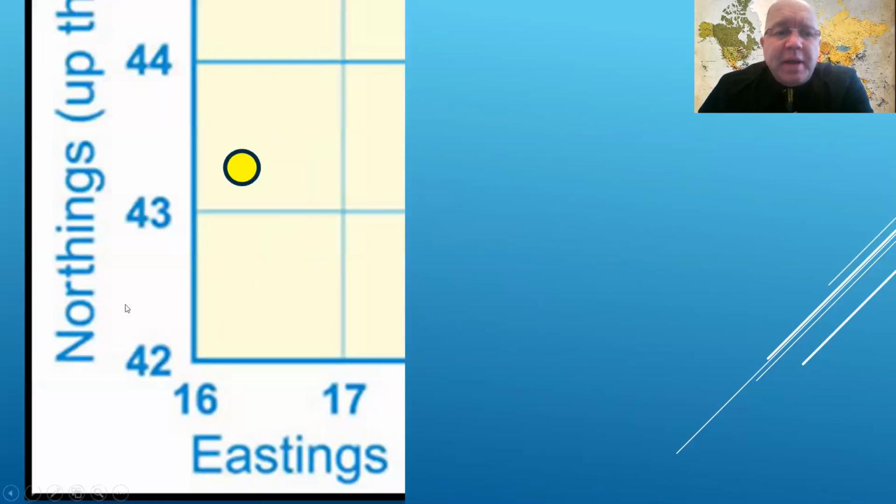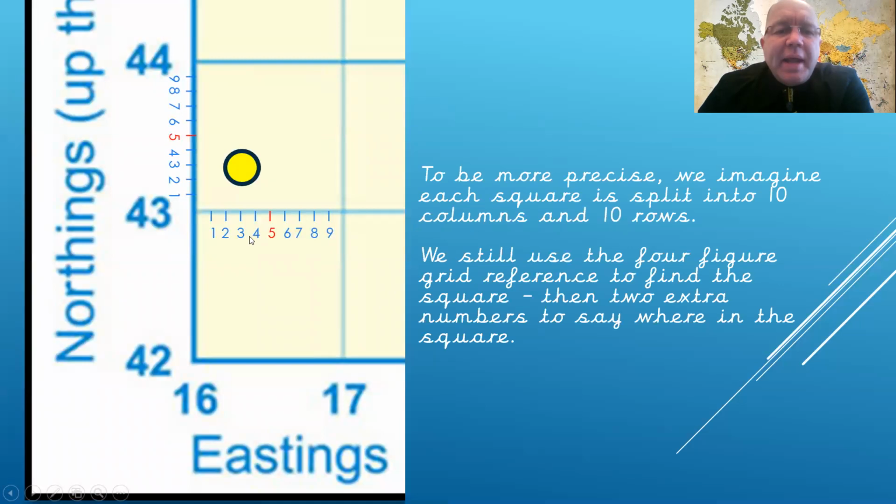Okay, so let's just zoom in. There it is. So it's in the 1643. Now, the way we do it is we imagine, we don't need to draw these lines, we're just going to imagine that the box is split into 10 columns and 10 rows. Imagine that the line is broken down into 10 little individual sections.